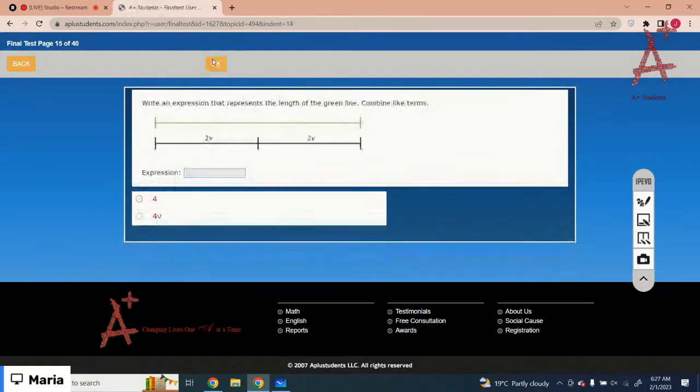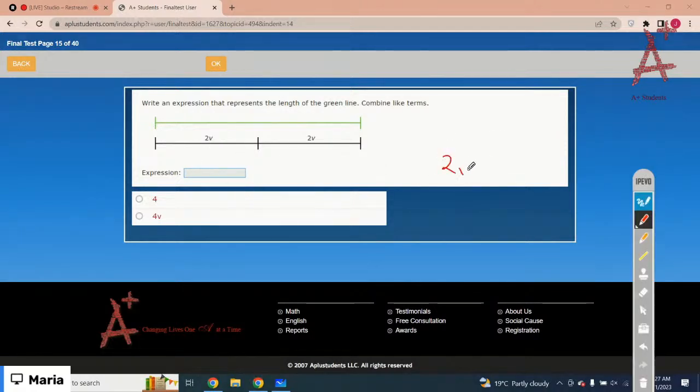Okay, the next one is write an expression that represents the length of the green line, combine the like terms. The lengths of the green and black lines are exactly equal. Got it? So the length of the black line is 2v plus 2v. They are like terms, just collect them. 2 plus 2 is 4, so it would be 4v. So that means the length of the green line is 4v.